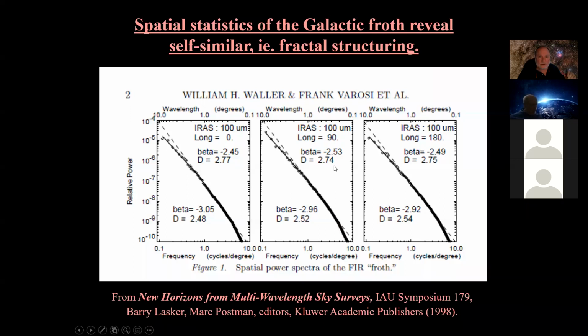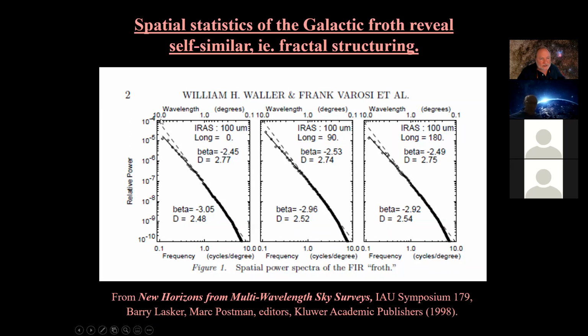And Frank Verosi did this work. He looked at the spatial statistics, and I know that this is a busy graph, but basically this one's looking towards the galactic center. This is looking in the direction of the sun's motion, and this is looking towards the galactic anticenter. They all look the same, so I'll just talk about this one.